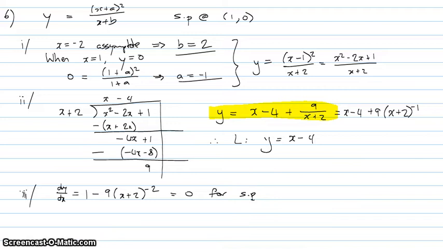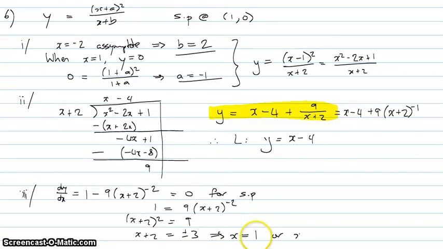This is the same thing as saying 1 is equal to 9 (x plus 2) to the negative 2, same thing as saying (x plus 2) squared is equal to 9. So x plus 2 is equal to positive or negative 3. And that means that x equals 1, which I already knew, or x equals minus 5, which is the new one, the coordinate for P.